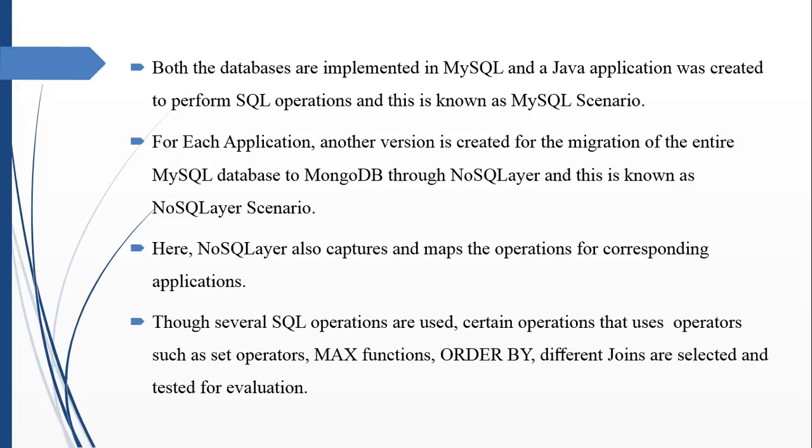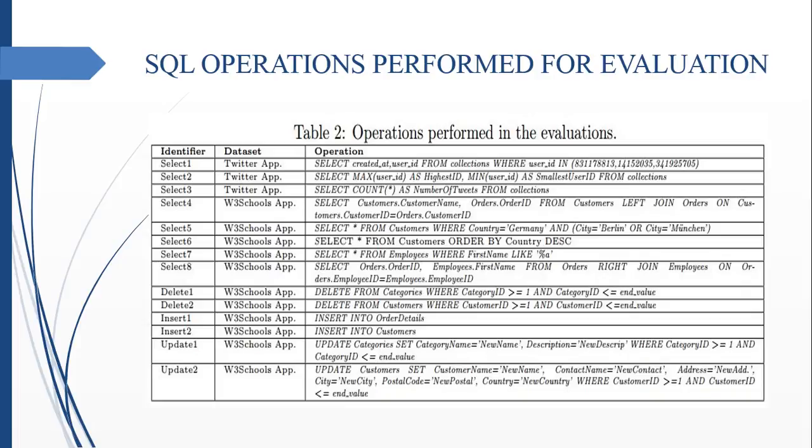Here, NoSQL layer also captures and maps the operations for the corresponding applications. Though several SQL operations are used, certain operations that use operators such as set operators, map functions, order by, and different joins are selected, and they are purposefully tested for the evaluation. Next are the SQL operations performed in this evaluation. This table consists of an identifier, dataset and an operation. The identifier has the type of operations like select, delete, insert, update, and the datasets contain the different types of database models like Twitter app and DB3 apps, and the operation contains the specific select, delete, insert, update queries. For example, in a select operation, for select one identifier, the dataset taken is the Twitter app, and the operation is a select created user ID from collections where user ID in the given values.